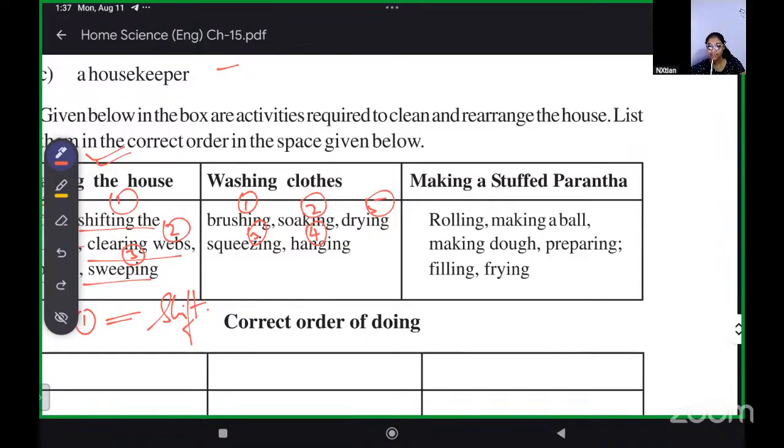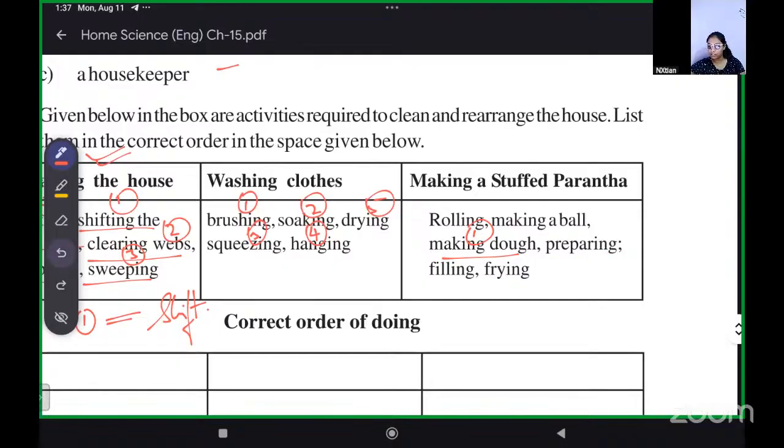Do Megan and Amaze know how to make a stuffed parantha? Megan knows. Amaze doesn't know. Yes, Megan, then tell me how will you make a stuffed parantha? First we make the dough. While it's resting, we prepare the filling. First, you make a dough. Then we prepare the filling.